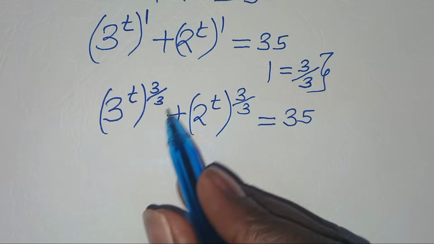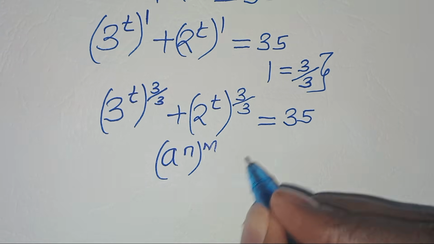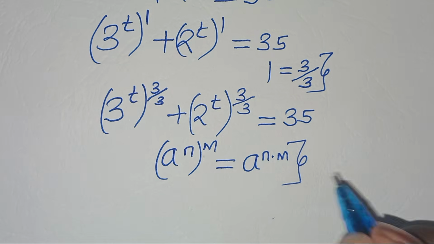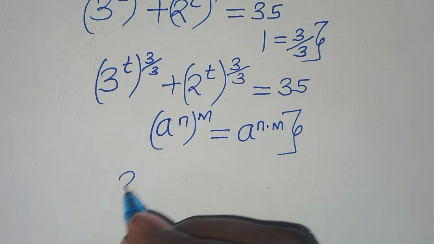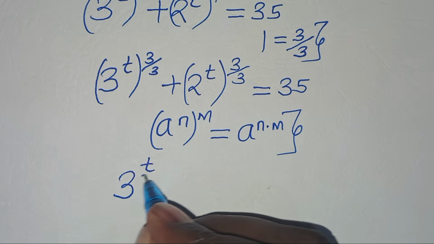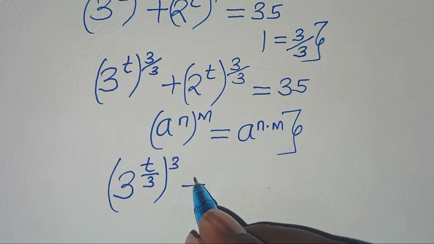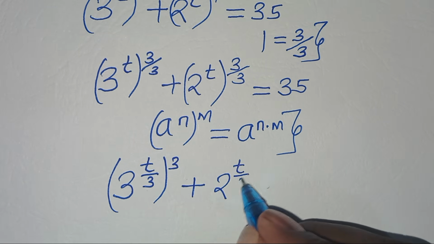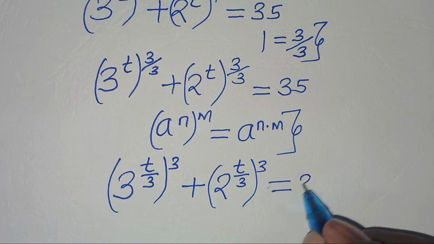Now, this is in the form of a to the power of n raised to the power of m, which we can express as a to the power of n times m. Applying this exponent property, we have 3 raised to the power of t over 3, then raised to the power of 3, plus 2 raised to the power of t over 3, then raised to the power of 3, equal to 35.